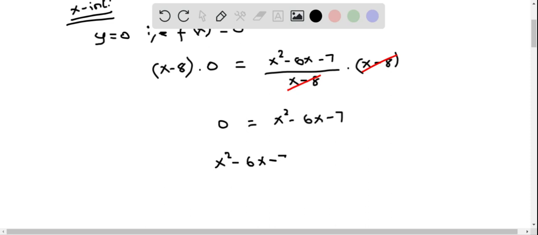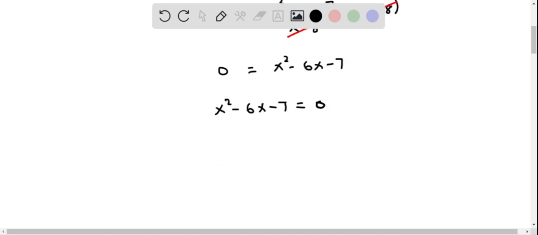Let me rewrite this by rearranging the equation like this. Now we have this product, this is negative 7, and the sum is negative 6. So we have to find two numbers such that the product is negative 7 and the sum of the two numbers is negative 6. So we can say that 7 times 1, maybe I put this negative 7 here. So 7 times 1 is negative 7, and also the sum negative 7 plus 1 is negative 6.